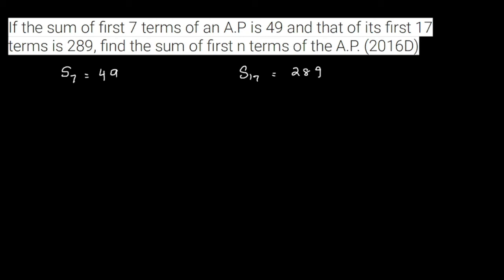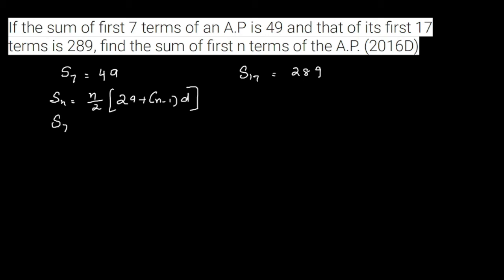What is Sn? S7 is given, S17 is given, and we need to find Sn, right? So what is S7? The Sn formula is Sn is equal to n by 2 into 2a plus n minus 1 into d. Right? Sn is equal to n by 2 into 2a plus n minus 1 into d.